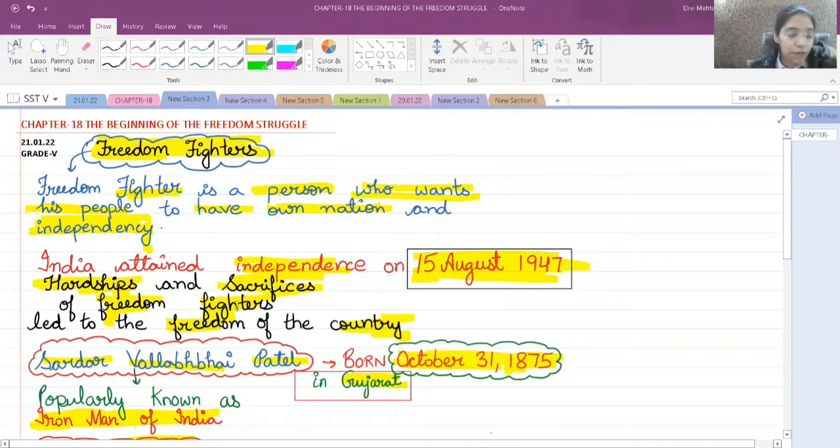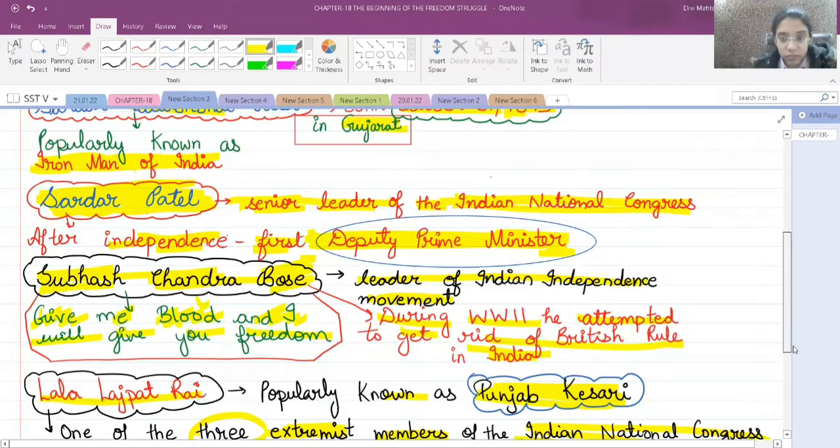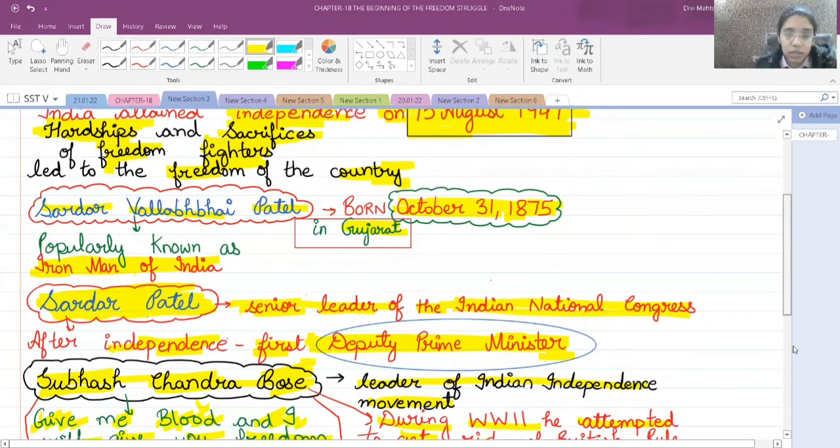Underline: the freedom fighters of India played an important role in getting independence for the country. India attained independence on 15th August 1947, through the hardships, meaning difficulties, and sacrifices our freedom fighters made. Many people died. So through the difficulties and the sacrifices of our freedom fighters, we got freedom at last.